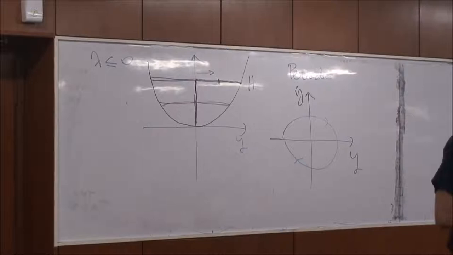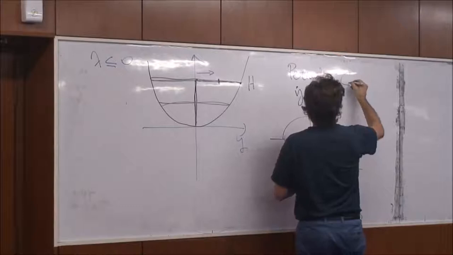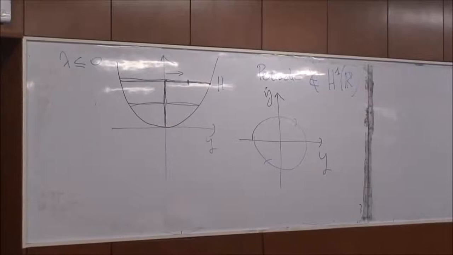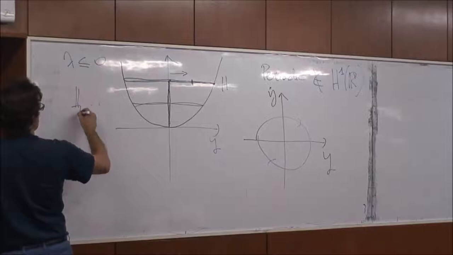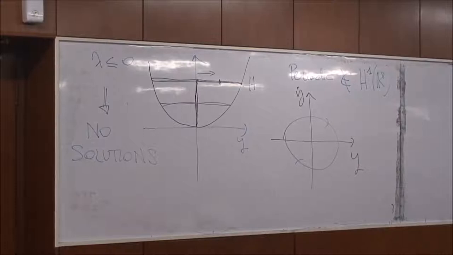When a teacher asks something like that, the answer is always no. But why? Remember that we are looking for functions in H1 of R. Well, they have to go to zero at infinity. A periodic non-trivial solution cannot be in H1 of R. So, by this simple but qualitative study, we immediately have the information that lambda less or equal than zero gives no solutions for the NLS problem. Of course, they are solutions of the differential equation, but they are not solutions for our problem. They are not in H1.